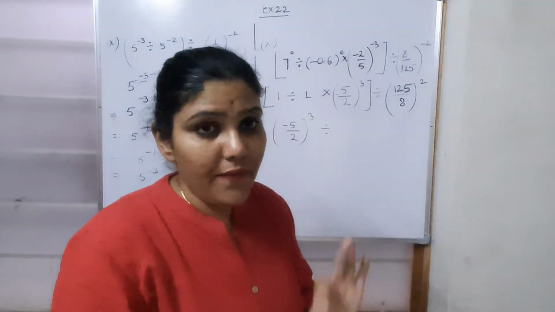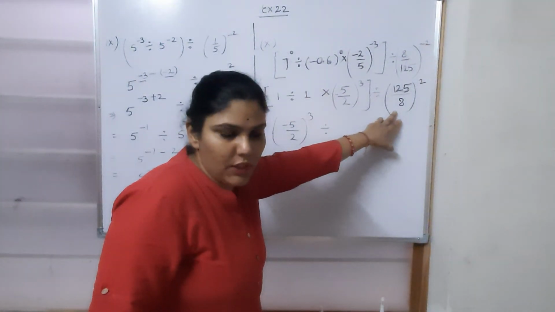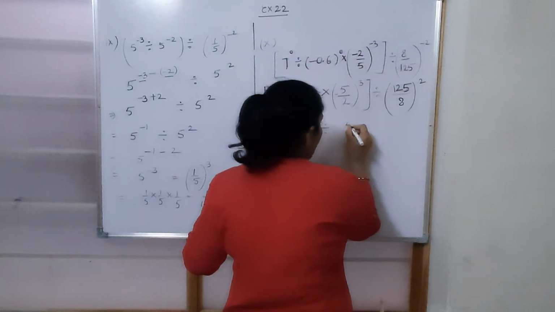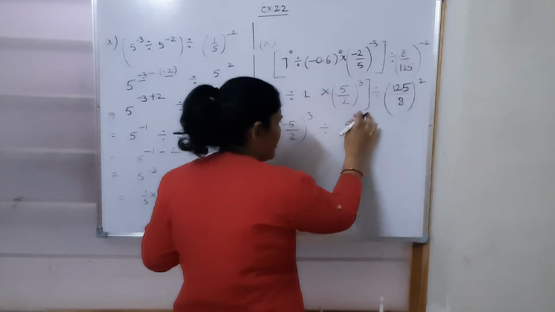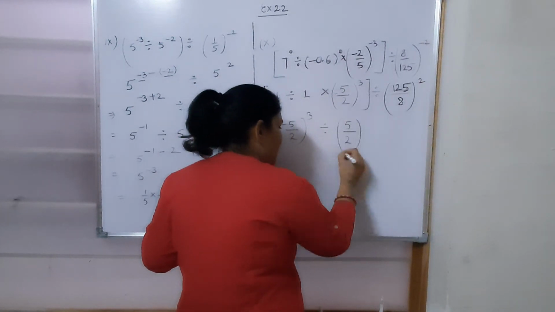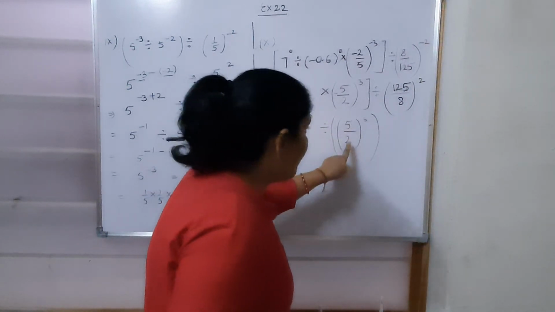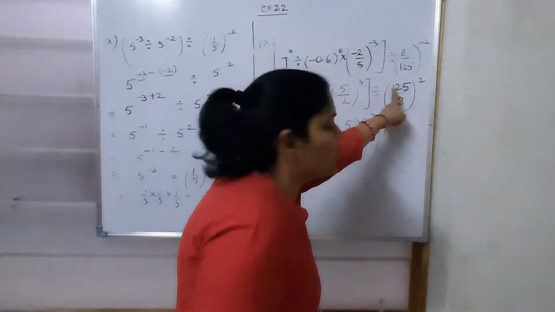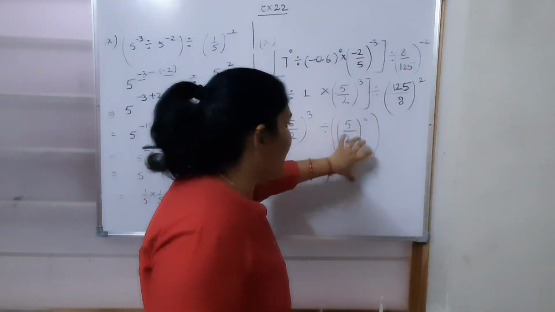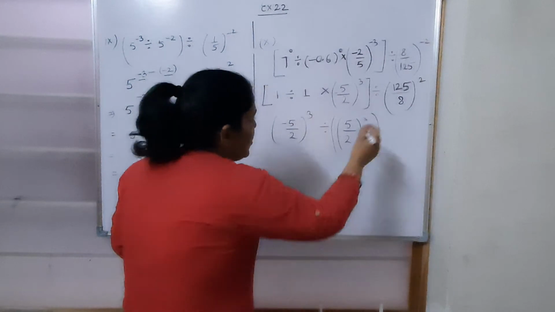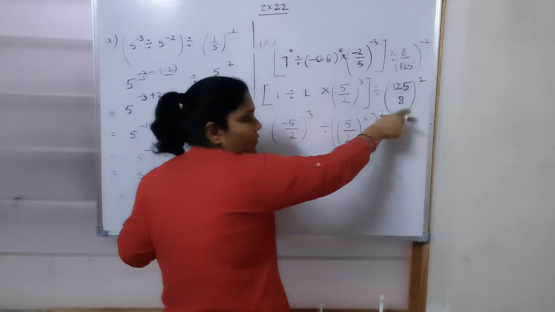Alright. 125 can be written as 5 raised to the power 3. And 8 can be written as 2 raised to the power 3. So should I write it as 5 upon 2 whole raised to the power 3? Yes. This is 5 upon 2 into 5 upon 2 into 5 upon 2, which is actually 125 upon 8. In our question it is given that 125 upon 8, the power is 2. So I am also putting the power 2. 5 upon 2 whole raised to the power 3 is actually 125 upon 8.